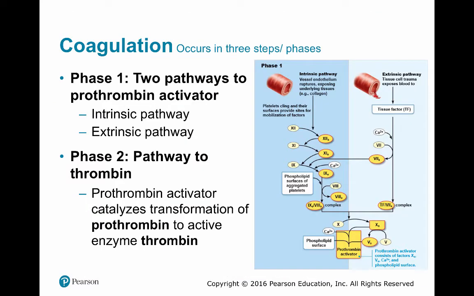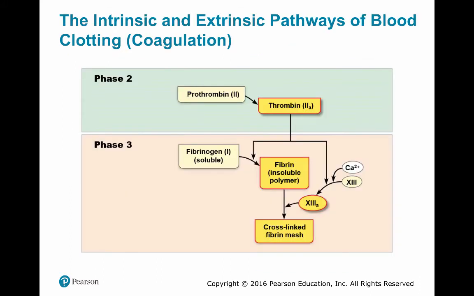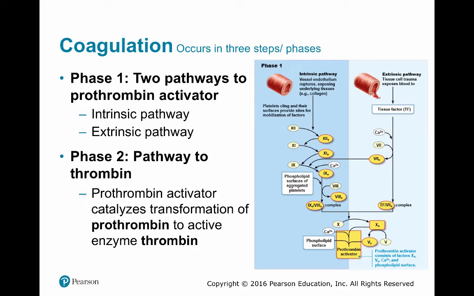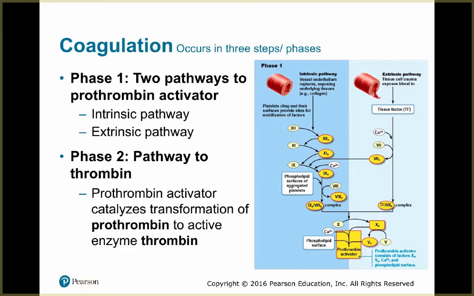So let's go into coagulation and what's actually happening here. There's a couple phases, phase 1 and phase 2. And the first phase is composed of 2 pathways. There's one that's known as the intrinsic pathway, and an extrinsic pathway.